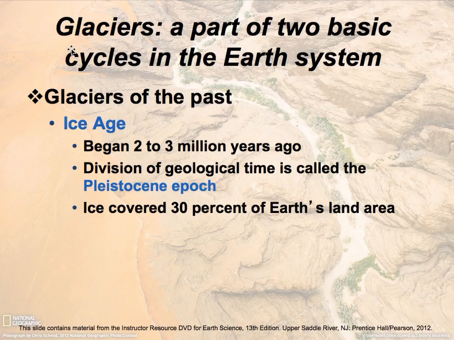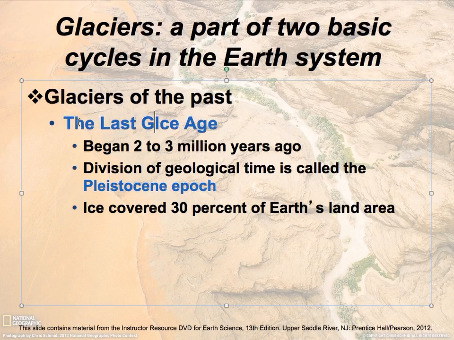Glaciers have been occurring throughout all of Earth's history. This graphic shows the last glacial ice age. This slide is a basic description of the last glacial, which began 2 to 3 million years ago.